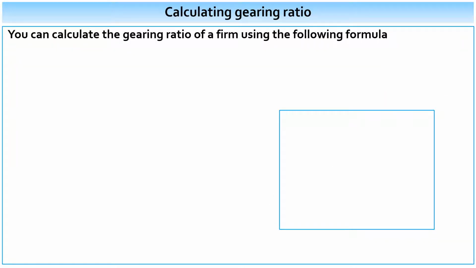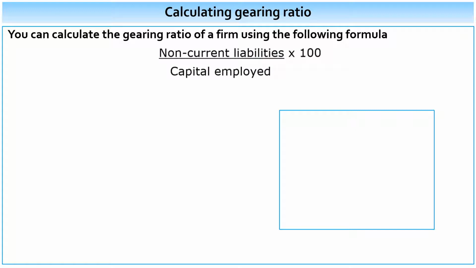So we calculate the gearing ratio of a firm using the following formula. We look at the non-current liabilities compared to the capital employed, and it's a percentage, so we multiply by 100. Non-current liabilities divided by capital employed multiplied by 100. This gives us the gearing ratio. Remember that capital employed is the non-current liabilities plus the total equity.